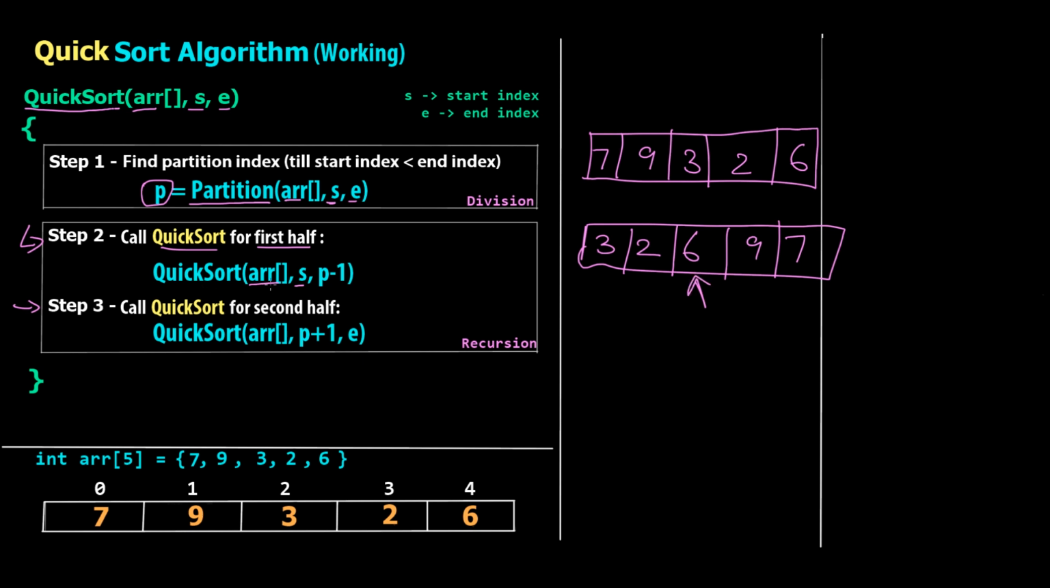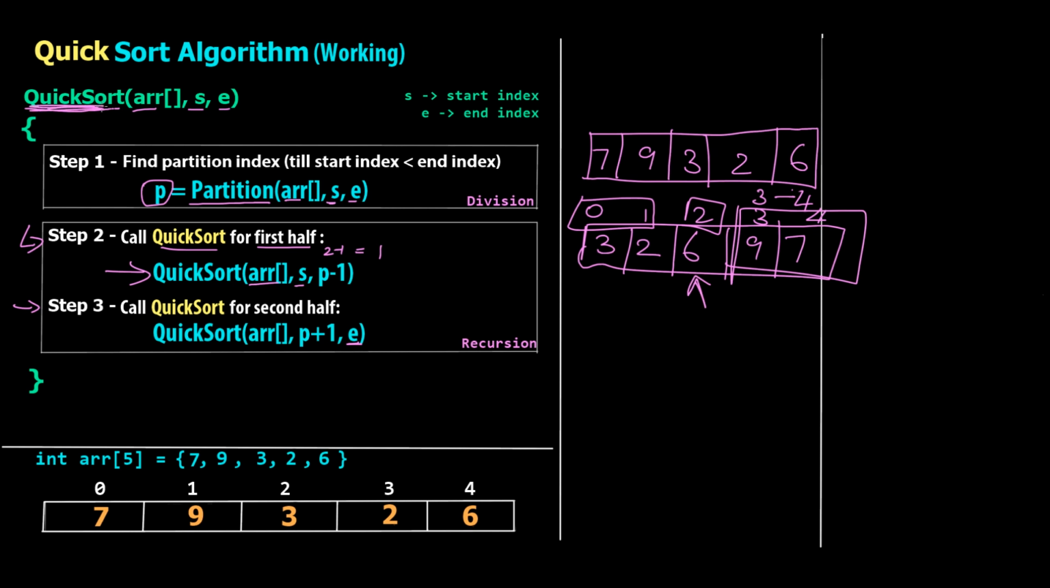So when we say QuickSort of ARR of S, S is going to be 0, and the indices are 0, 1, 2, 3 and 4, and this time P we will get as 2. So 2 minus 1 will equal 1. So we will run QuickSort for 0 to 1, and step number 3 is saying QuickSort for the second half, which is this half. So it would be P plus 1, that is 2 plus 1, that is 3, to the end index, which is 4. Okay. So we will again call QuickSort recursively.